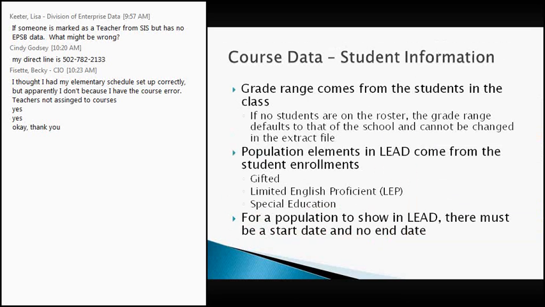And then finally, the final piece of the course data is the student information. The grade range comes from students in the class. If there are no students on the roster, the grade range defaults to that of the school. And then we also get population elements from the student enrollment information.